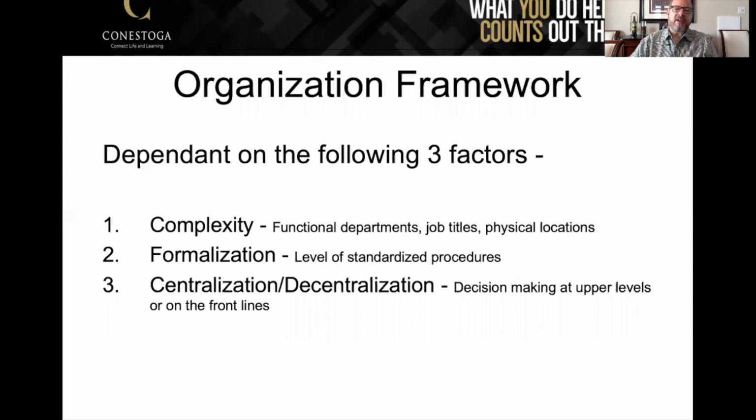Another aspect has to do with the formalization of the organization or the industry. Again, a corner restaurant is not a fairly formal organization. A law firm is more formalized, right? So some of it has to do with the space that you're in.